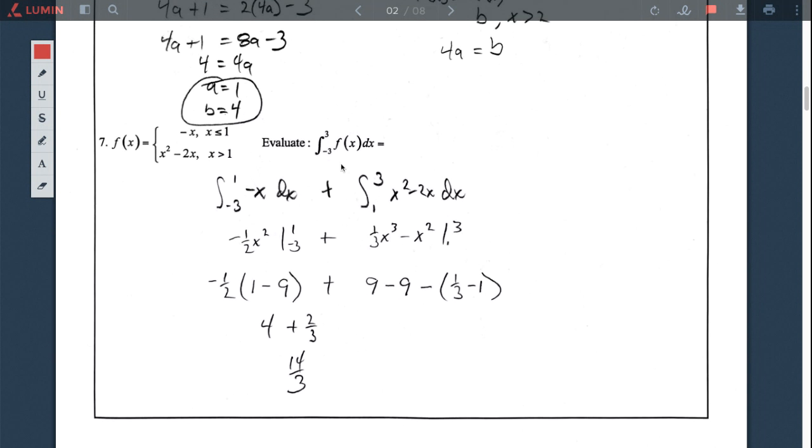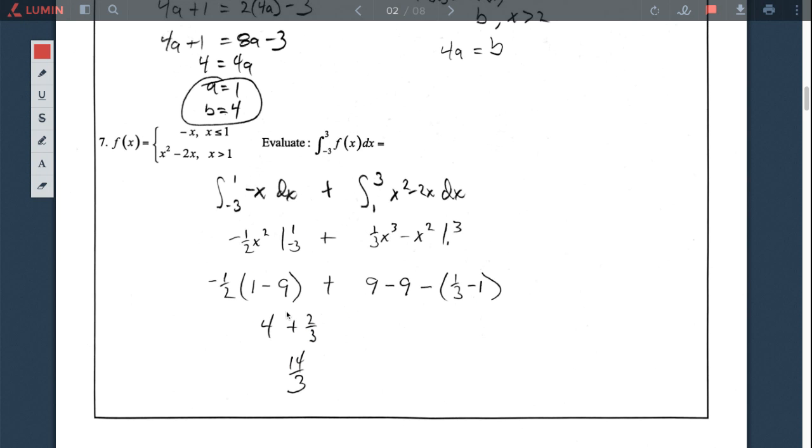Number 7, we want to evaluate from negative 3 to 3. Since it's a piecewise, notice it jumps at 1. So that means one of my integrals has to go from negative 3 to 1, and the other one has to go from 1 to 3. Since this is less than, we need negative x to go where we're dealing with numbers less than 1, which is right here. So that's why the negative x is there. That's why x squared minus 2x is here. Then it's just a matter of integrating and plugging in for both of those.